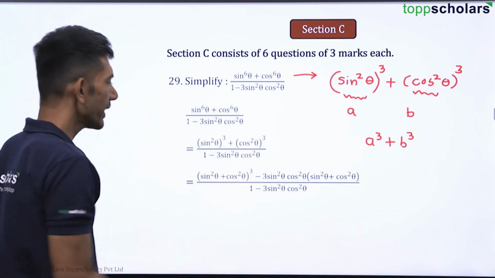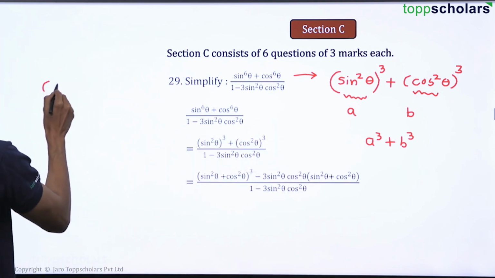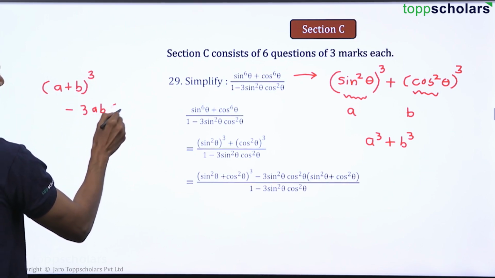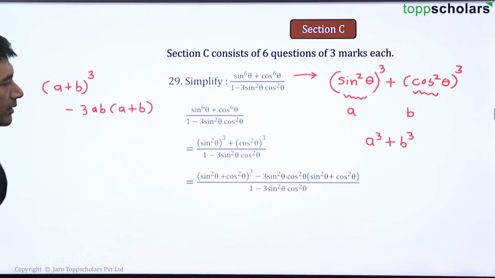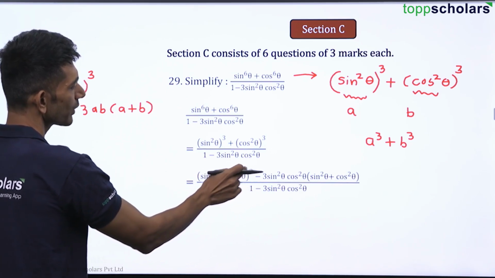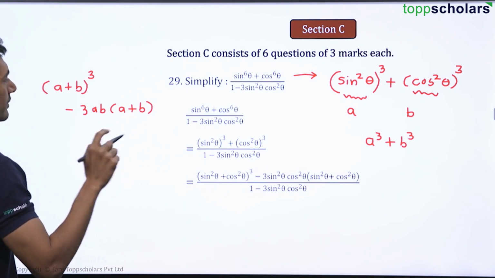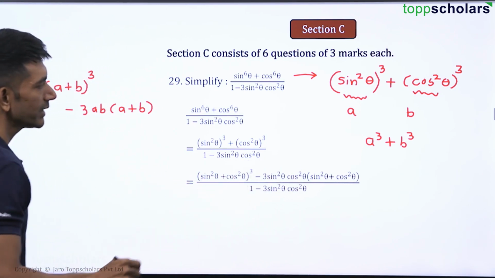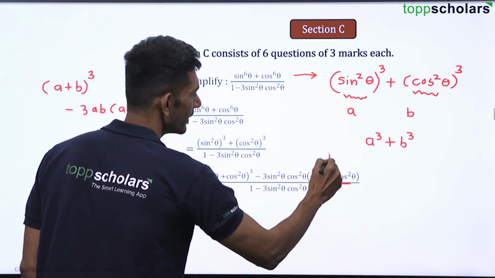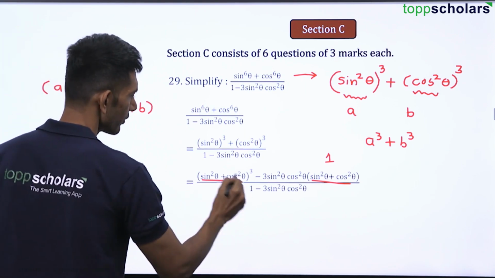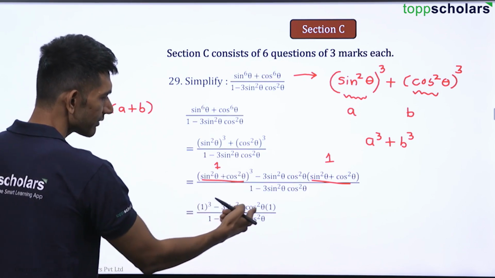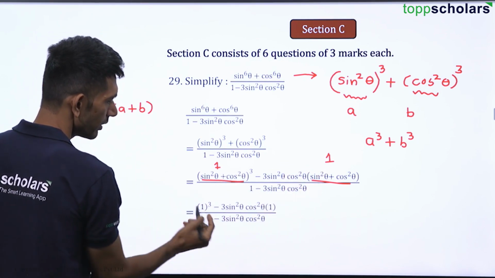Now what is the formula for a cube plus b cube? A cube plus b cube is given by a plus b the whole cube minus 3ab into a plus b, isn't it? So see, a plus b the whole cube, that is sine square theta plus cos square theta the whole cube minus 3ab, that is 3 sine square theta cos square theta into a plus b, that is sine square theta plus cos square theta. This is anyways 1. So you get 1 cube is 1. Okay, we have 1 cube minus this part and this is 1. Correct? 1 cube is 1.